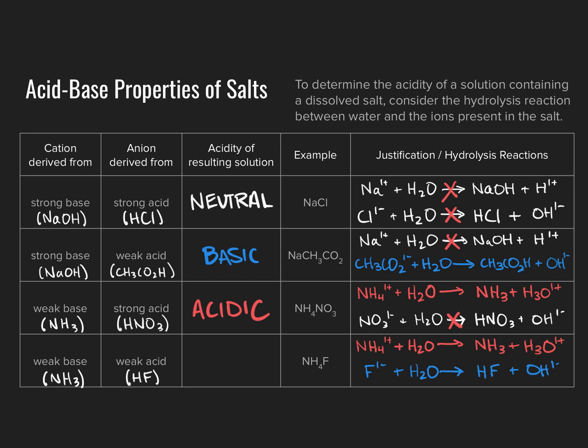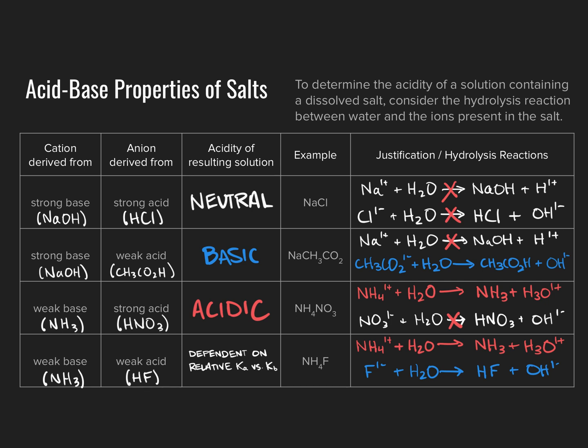So the answer to whether this solution overall will be acidic or basic really then depends upon whether the ammonium ion, NH4 positive, is a stronger acid than the fluoride ion, F negative, is a base. It comes down to essentially which species is stronger. And we could get a numeric justification for that if we looked at the relative Ka values of the ammonium ion versus the Kb value of the fluoride ion, the conjugate base.